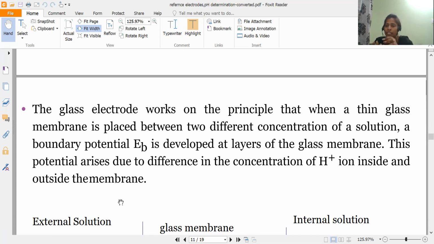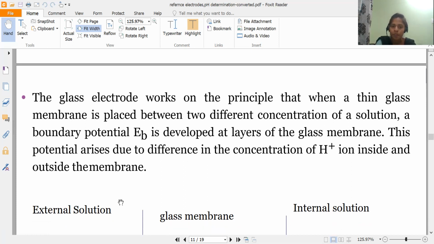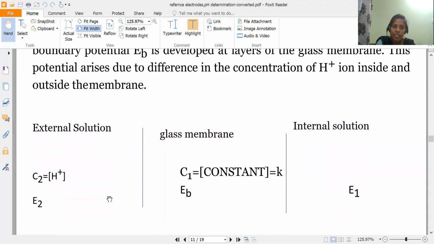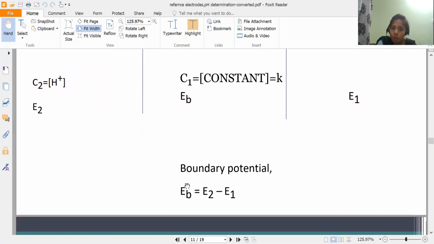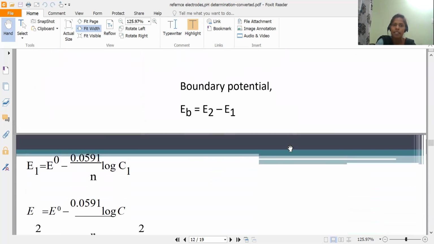I said that inside the membrane we are having one acid, outside the membrane also we are having another acid. When the two acids with different concentrations are separated, then EB will be developed. EB is nothing but the boundary potential. So this is the external solution. This is the internal solution. In between that, what we have? We have the glass membrane. So what is the boundary potential? Boundary potential is nothing but external minus internal. E2 minus E1. EB is equal to E2 minus E1.